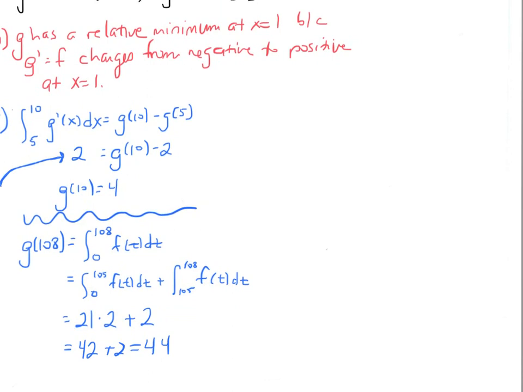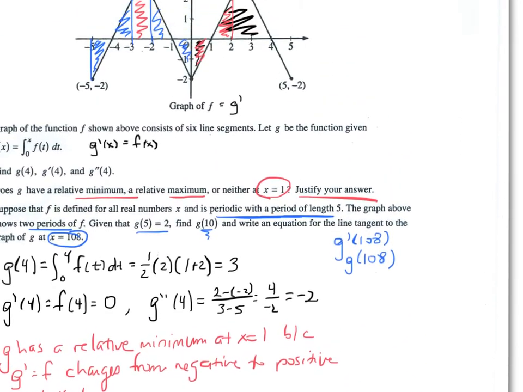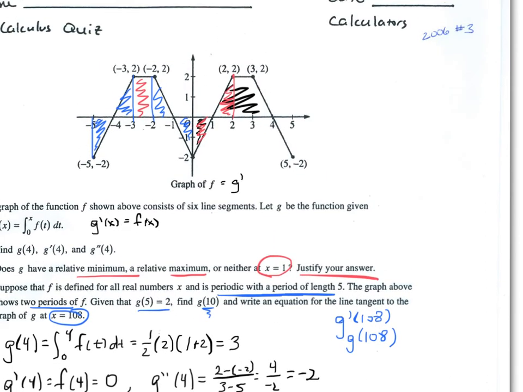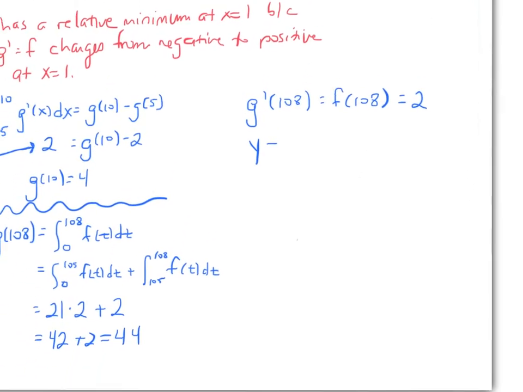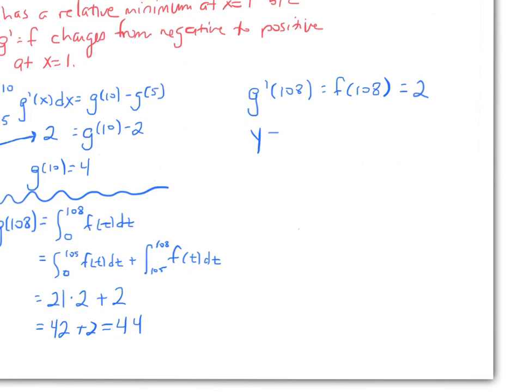We need our slope. So we want to know what g prime of 108 is equal to. Well, we know that g prime is f. So we need f of 108, and again, we know that our function is periodic. So f of 108 would be equal to f of 3. And f of 3 is equal to 2. So our tangent line would be y minus our y value, which is 44 down here. So y minus 44 equals the slope times x minus 108.